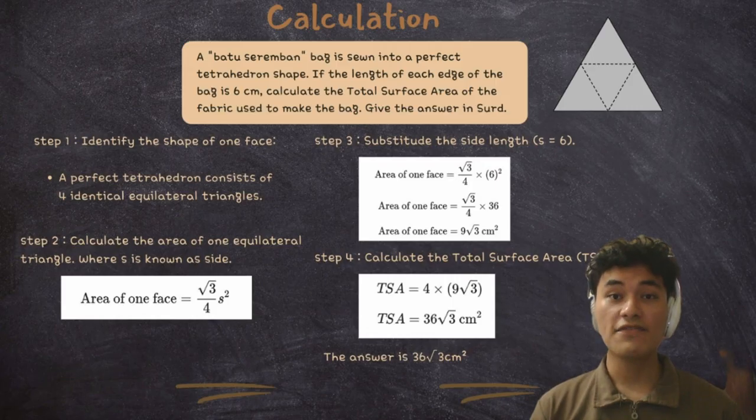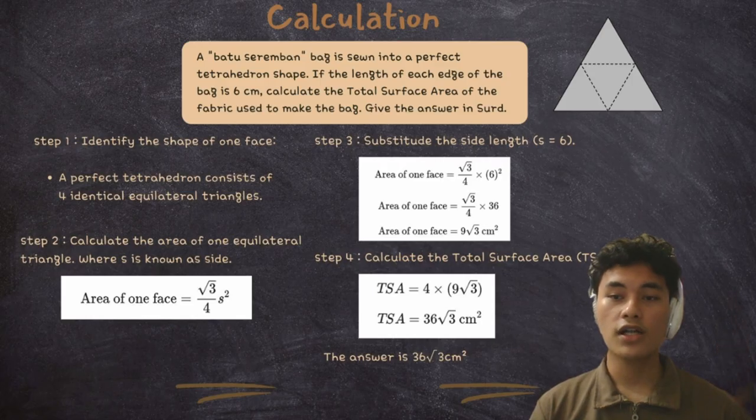Firstly, you need to identify the shape of one face. A perfect tetrahedron consists of 4 identical equilateral triangles. Second step is, you need to calculate the area of one equilateral triangle, which is square root 3 over 4 multiplied by s squared, where s is known as the side. Third step is, you need to substitute the side length into the formula, and then you get 9 multiplied by square root 3 cm squared.